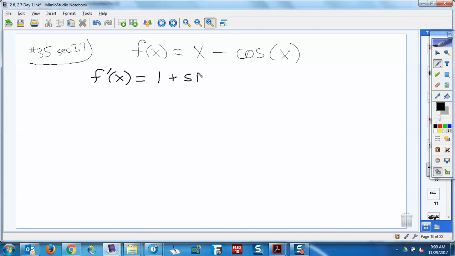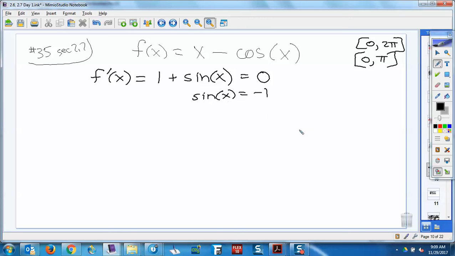1 plus sine of x. And we set that equal to 0. Now, remember, we're talking about 0 to 2 pi in part of this problem, and in part of this problem they were just talking about 0 to pi. So, depending on which part of the problem we're in. Okay, so I got to solve that. So sine of x equals -1. So where does sine equal -1?